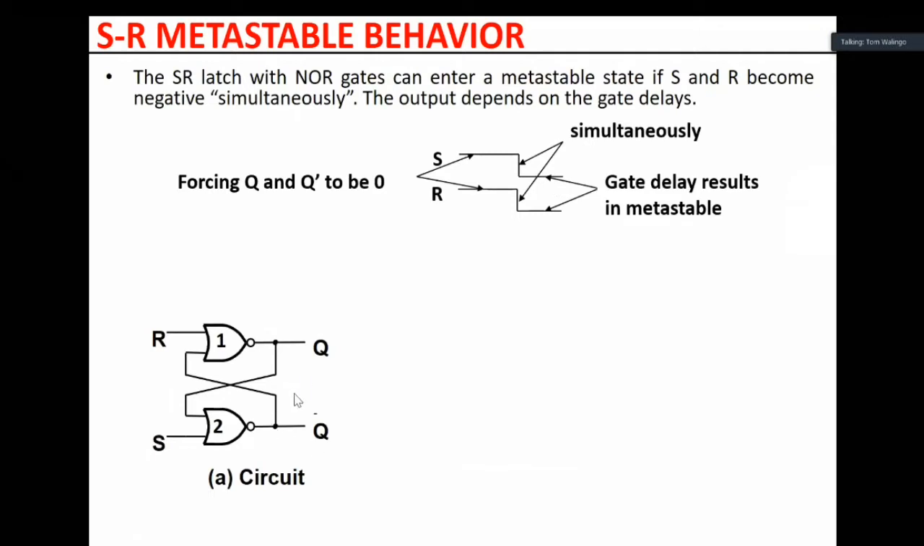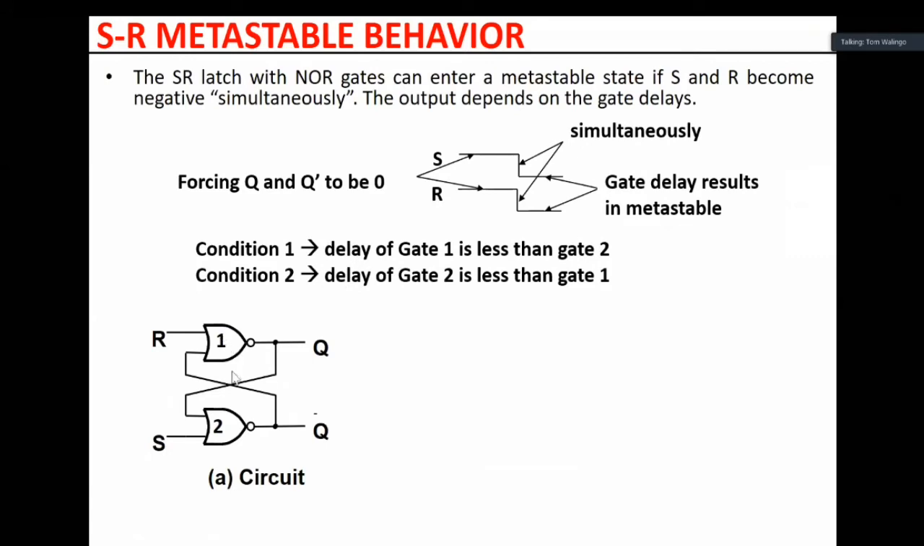This is our circuit. We know how it behaves. What happens when S and R go negative at the same time, and the gates have different delays? I just want a student to apply. If gate 1 is faster than gate 2, what will be the value of Q?